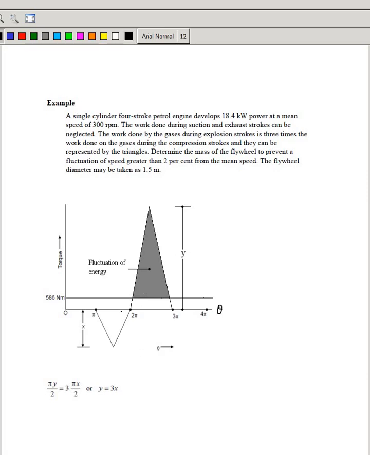Okay, and the area of this whole triangle above the theta line, that is the torque during the expansion stroke or explosion stroke, is 3 times the torque due to this. That means if you assume that this height is y and this height is x, since the bases are same, y is equal to 3x.